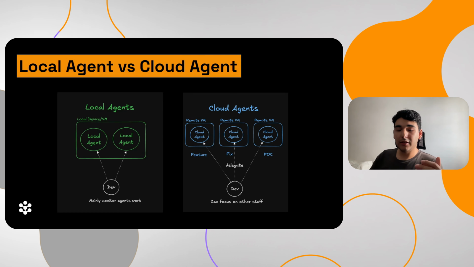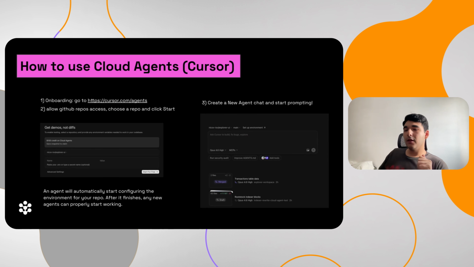So the idea here is to delegate the task. You can have many of them working in the same repository, of course in different branches, and you can actually focus on other stuff until the agent has finished. So the idea is that you switch to more of an orchestrator role, right? That's the idea, and you can start using this right now.